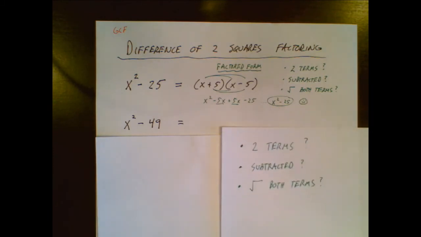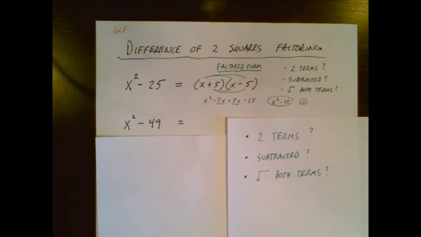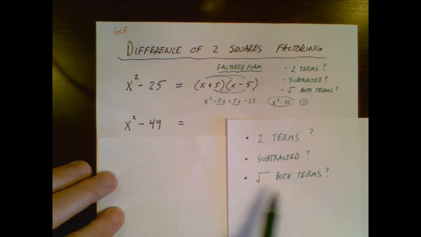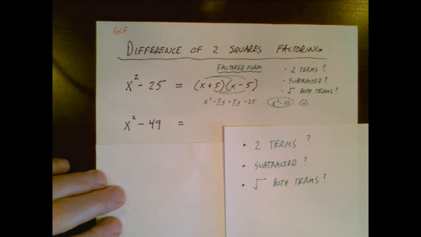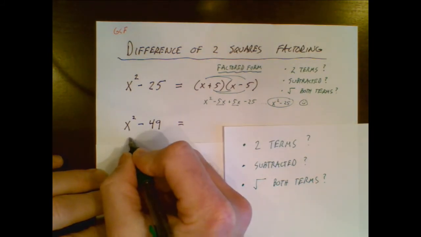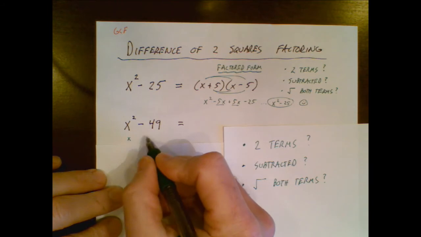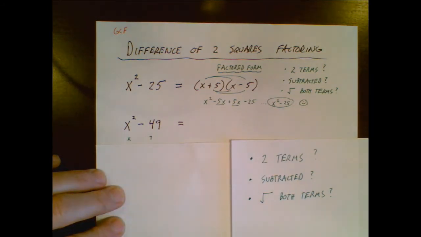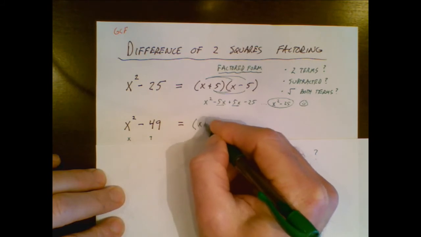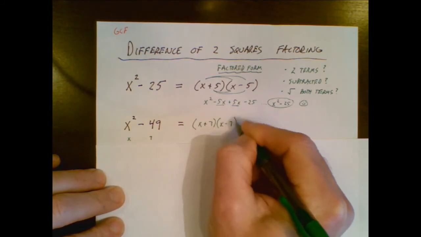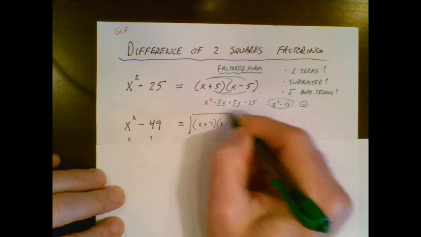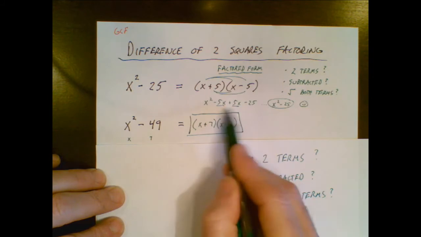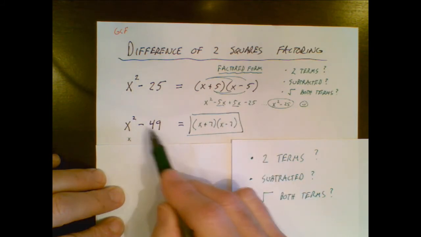Let's take a look at this next problem, and we're always going to have this checklist going in our head. Are there 2 terms? Yep. Are they subtracted? Yep. Can I square root both terms? Yep. In fact, what you might want to do is right underneath, write down the square root of x squared and the square root of 49. As long as you've said yes to those 3 questions, you just put it in this form, x plus 7, x minus 7, and you have your final answer. Remember, if you did the distribution and wrote it out, you would lead back to that, or you've done something wrong.